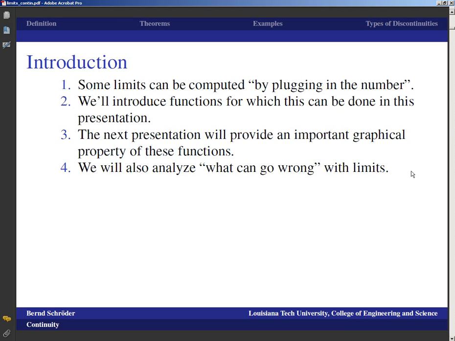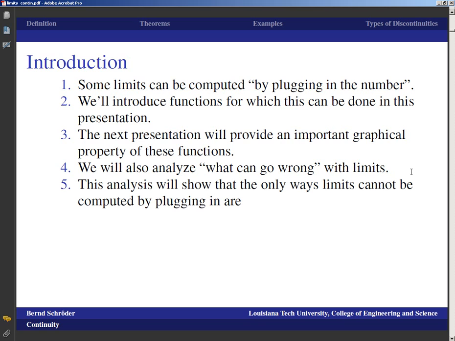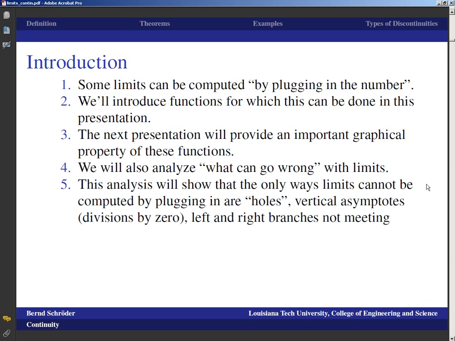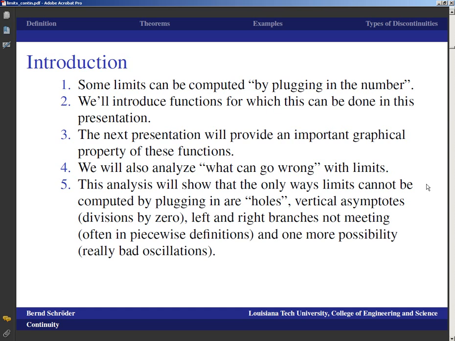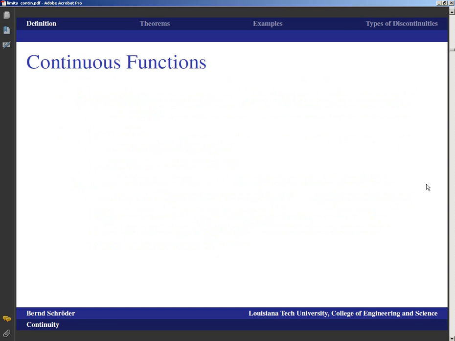We'll also analyze what can go wrong with limits one more time, and that will ultimately show that the only ways in which limits cannot be computed by plugging in are that there could be a hole, there could be a vertical asymptote, a division by 0, it could be that the left and right branches don't meet, meaning there's a jump. That's the kind of thing that often happens in piecewise defined functions. And one more possibility, the one that we also already glossed over a little bit in the previous presentations, and that is those really bad oscillations.